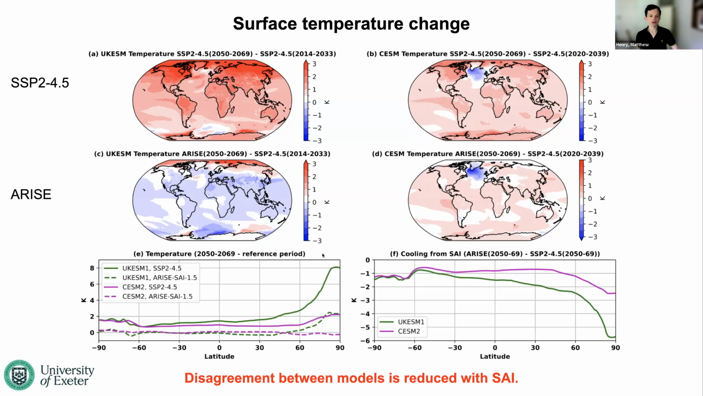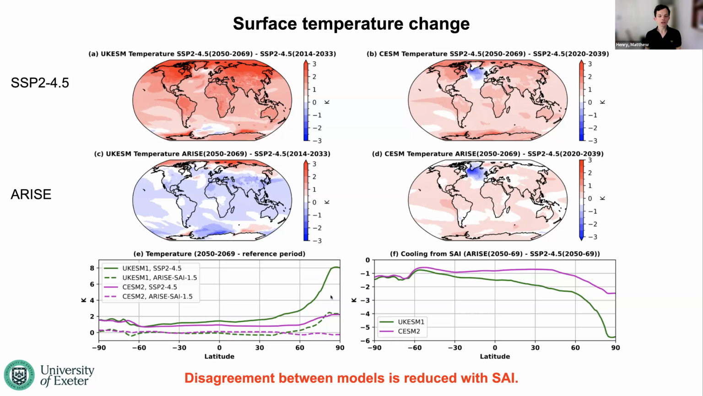And then you can look at the zonal mean temperature difference. The solid lines here show the SSP245 for the two different models in green and purple. And the dashed lines show the ARISE, so the geoengineered climate. There is a strong disagreement between both models in the SSP245 because of the different rates of warming and the different rates of Arctic amplification.